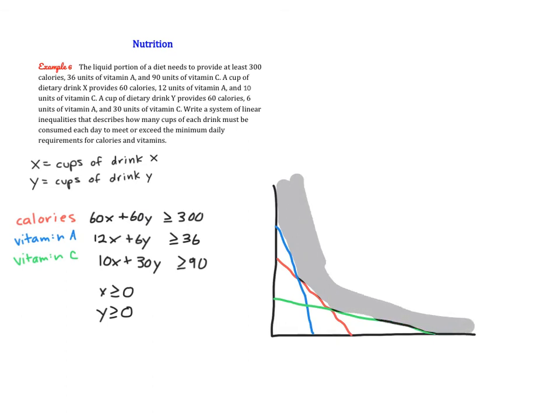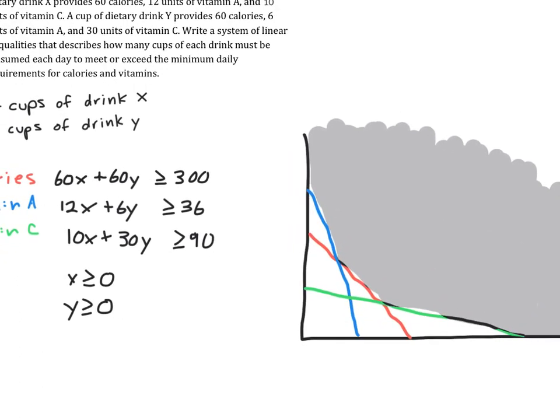So all of this area right here. So this is what our solution set actually looks like. So these are the different ways where we could consume different amounts of X and Y and at least meet our daily minimum requirements. So for this, we could still go through and we can find these coordinates.